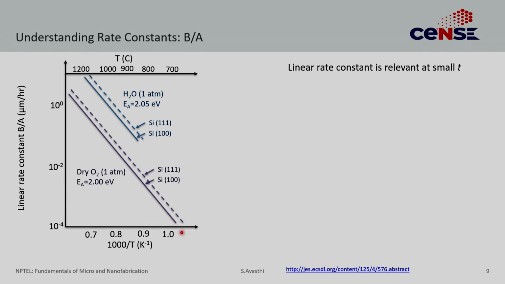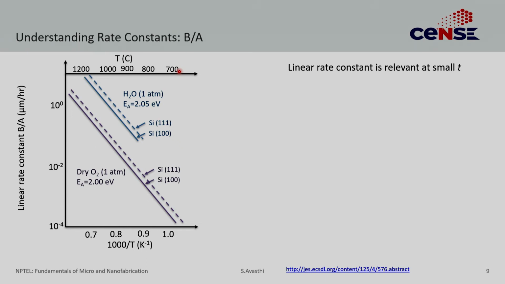You can of course convert this axis into temperature, something you more intuitively understand. So, 0.7 refers to around 1200, and 1 refers to around 700. So, this is a decreasing temperature scale. If 1000/T is increasing, then T must be decreasing. So, this is the high temperature end, this is the low temperature end. If you were to plot the linear rate constant as a function of 1/T, you would get these linear relations.